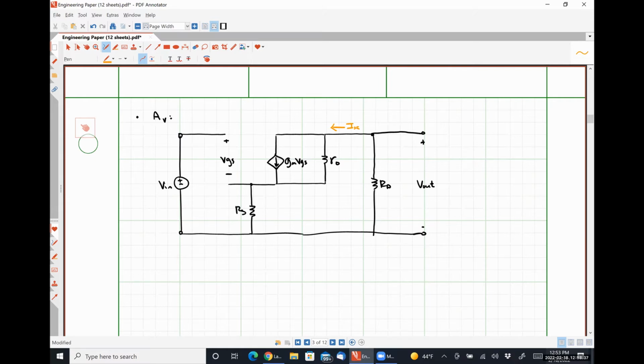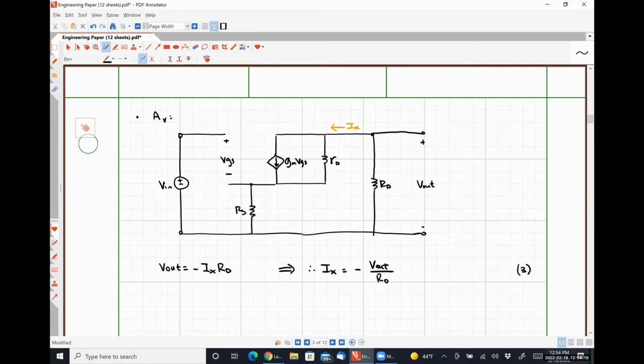So using Ohm's law, we can say that V out is equal to negative IX multiplied by RD. And I can rearrange this expression to find that IX is negative V out over RD, which I'm going to call equation 3, I believe. We all okay with this? Good old Ohm's law and a slight rearrangement.